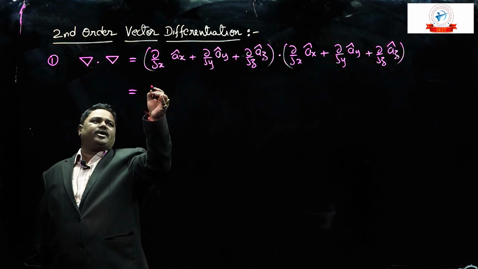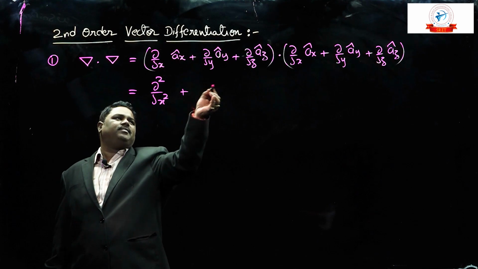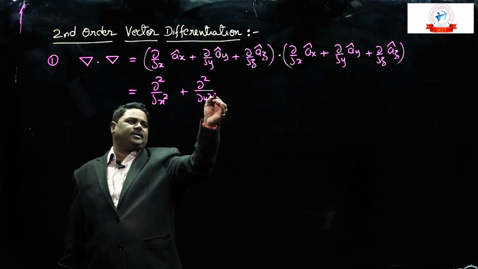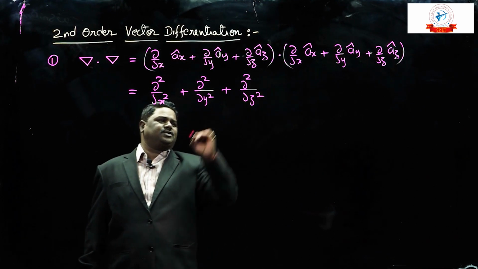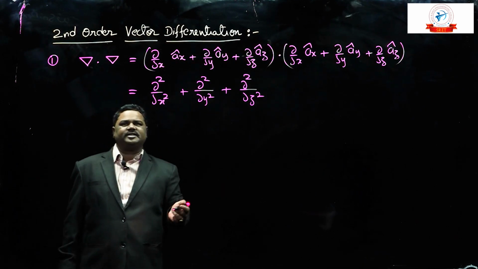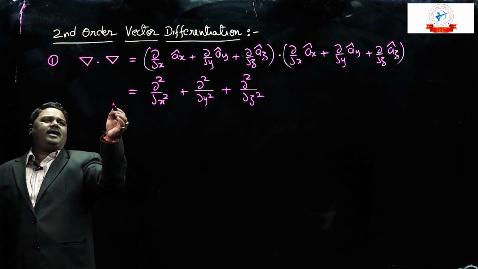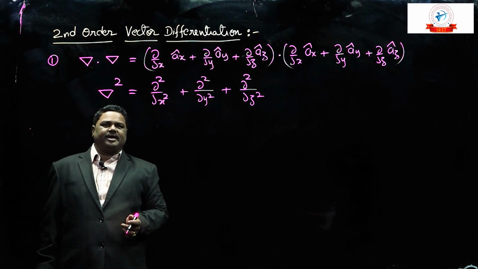If you multiply x components, we get dou square by dou x square, plus multiplying y components, dou square by dou y square, plus multiplying z components, dou square by dou z square, is the right side result. Then on the left side, del dot del is called del square, which is called the Laplacian operator.